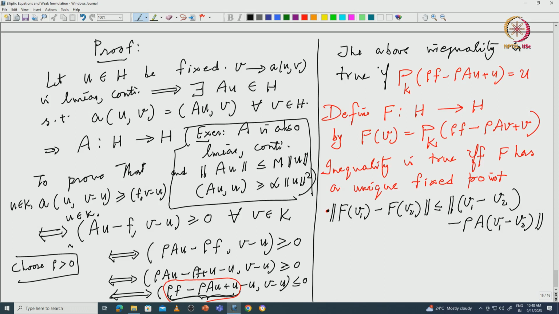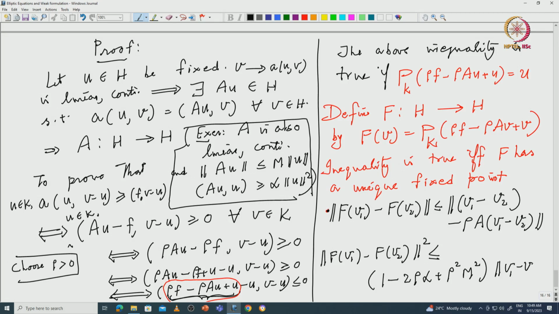Okay. So you do that one. So you square it and expand it, F of V1 minus F of V2 squared. So you do this computation and then I will write an inequality. This is less than or equal to 1 minus 2 rho alpha, apply these inequalities, plus rho squared m squared, into norm of V1 minus V2 squared. Expand it and do this one. So what we need here is, we need this to be less than 1. We require this to be less than 1. So let me write it separately in the next page.